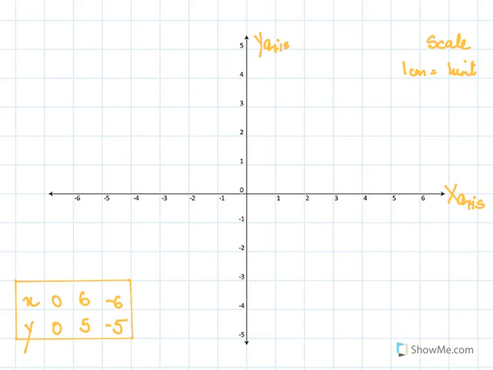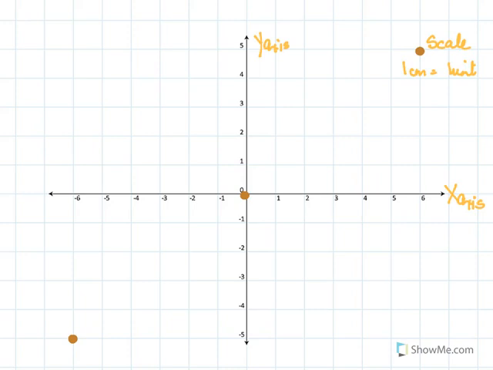These are your points. So we need to plot them. First we plot 0, 0, and you know that's the origin. So here is 0, 0. The next point is here, 6 and 5. x6, y5, and that would be somewhere here. The next is x minus 6, y minus 5. That point would be somewhere at this corner.